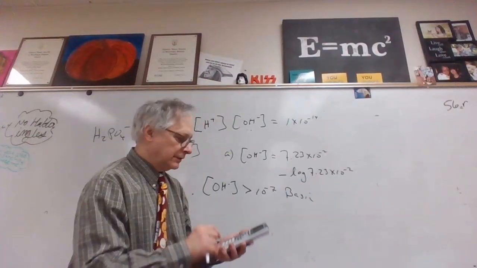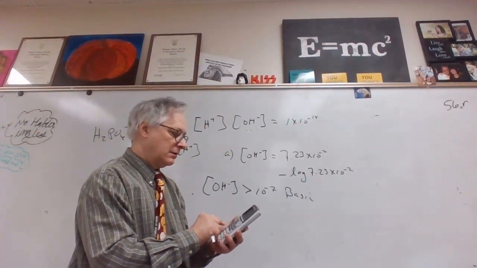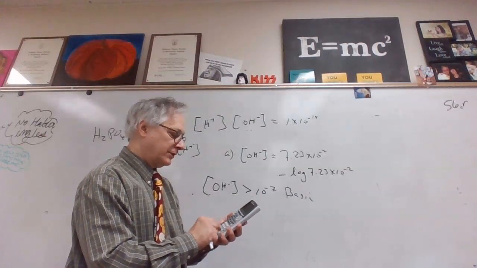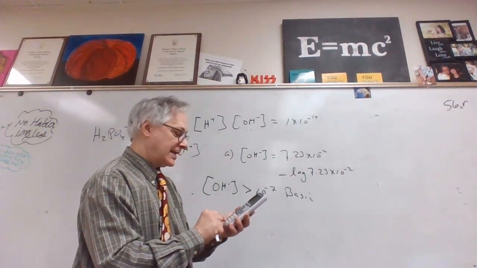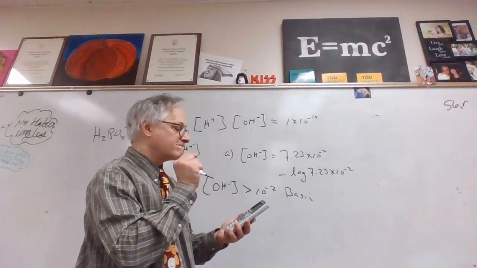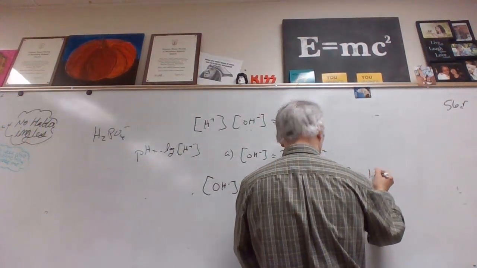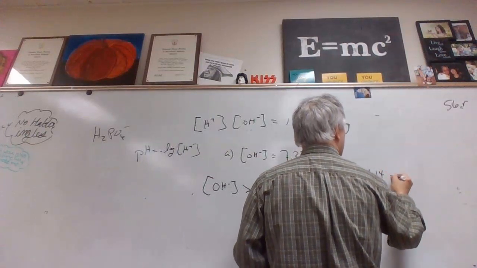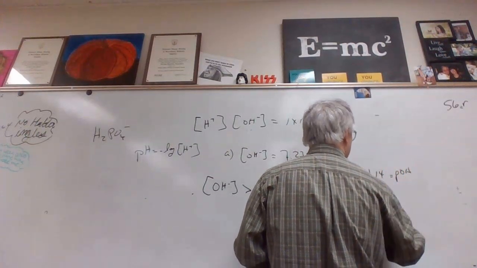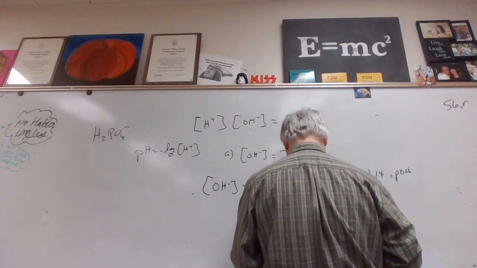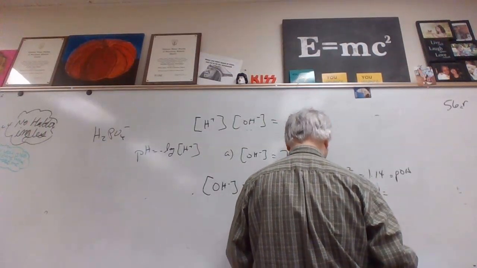Okay, so let's take a look here. Negative log of 7.23 times 10 to the minus 2, and you get a pOH of 1.14. That's pOH. So the pH is going to be 12.85.